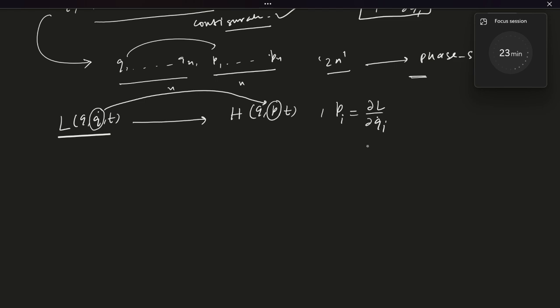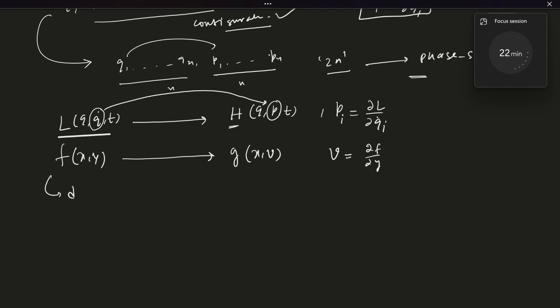Now the question is, how can you relate this H to the Lagrangian? For that, you have to consider the Legendre transformation. Let's say we have a function f of x, y, and we are going to another function g, which is a function of x, v, where v is nothing but del f by del y.